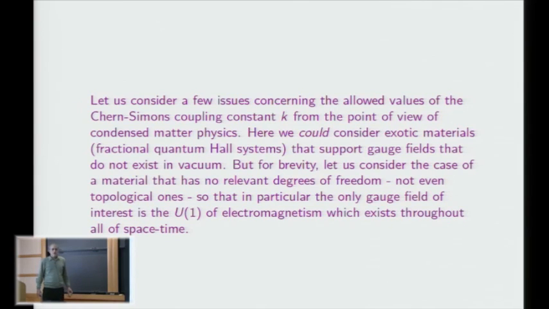So here we're going to discuss the matter a little bit from the point of view of condensed matter physics. In this discussion we're not going to consider exotic materials, quantum Hall systems. The only gauge field we're going to consider is the electromagnetic field with gauge group U(1). It exists throughout all of space-time. We can discuss how it interacts with the material, but the line bundle and connection are defined everywhere.